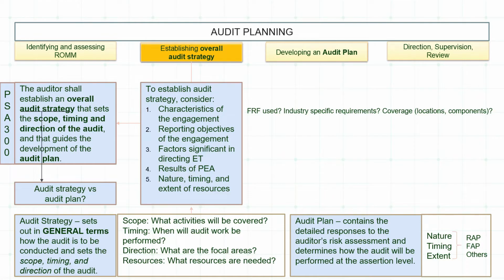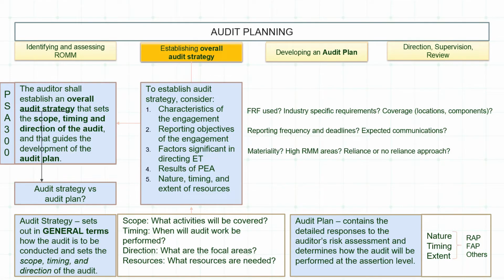Okay, the auditor will also look at the reporting objectives, including the reporting frequency and the deadlines that need to be met. What are the expected communications other than the audit report, for example? Determine as well the factors significant in directing your engagement team, including the materiality levels you have chosen or the threshold that you have chosen for the audit. Are there areas with a high risk of material misstatement? And will the auditor utilize a reliance or no reliance approach? So, when we talk about reliance or no reliance approach, we're essentially looking at does the auditor intend to rely on the controls or not? Because that will also drive your audit plan in terms of the extent of the testing that will be performed. Part as well of the consideration will be results of the preliminary engagement activities.